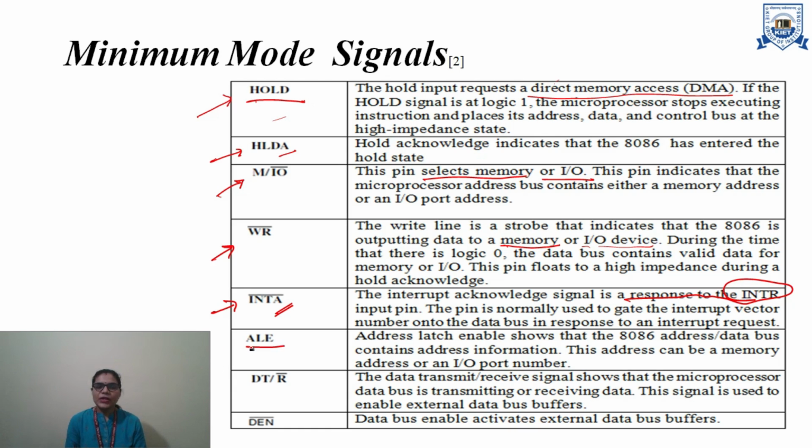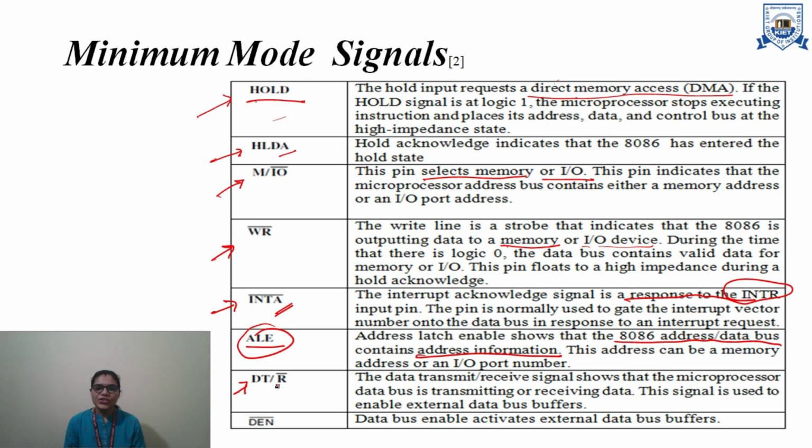Address latch enable. Address latch enable shows that the 8086 address or data multiplexed buses contain the address information. Multiplexed buses are used to carry address as well as data bits. So ALE will define that these buses are carrying address bits.